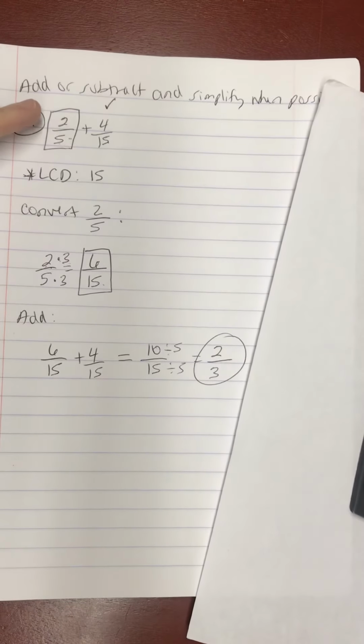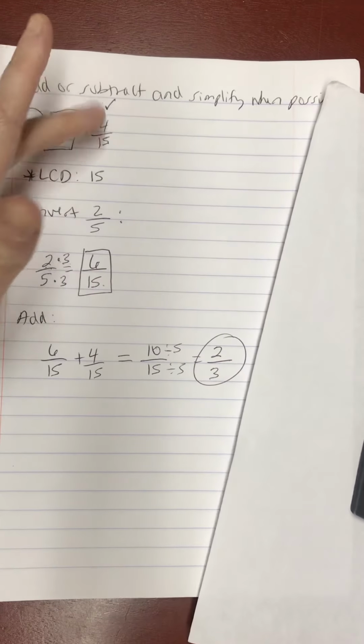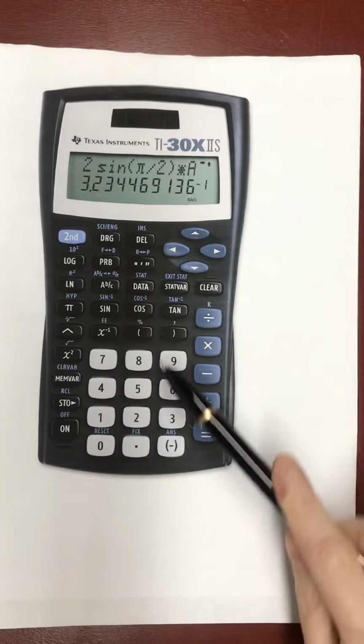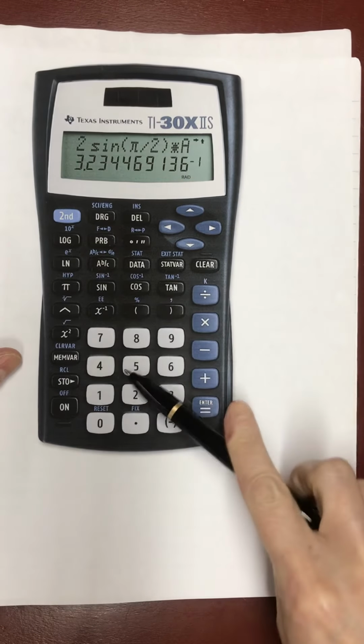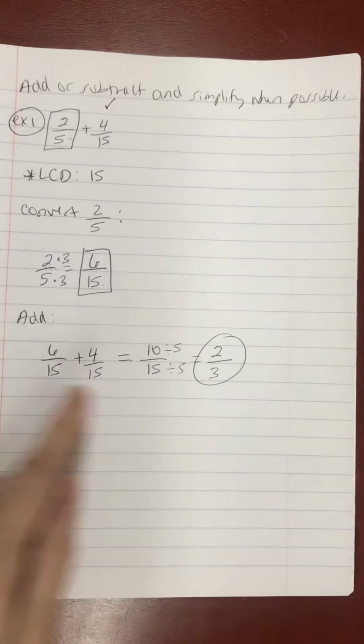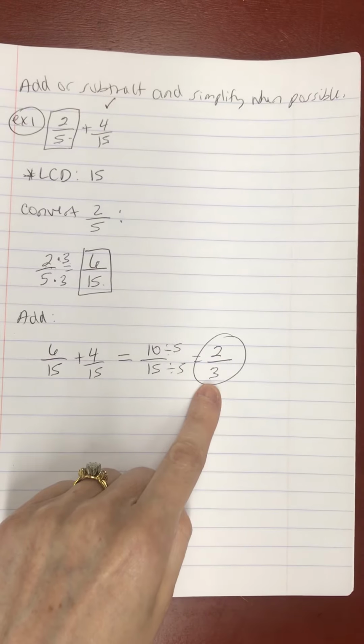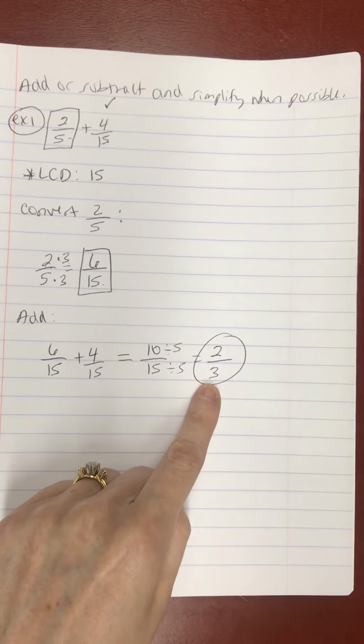The original problem was 2/5 plus 4/15. So if you put that in, 2 ABC 5, right? And then plus 4 ABC 15 equals, if you do that, you should get 2/3. Your calculator should simplify it for you, which is so cool.